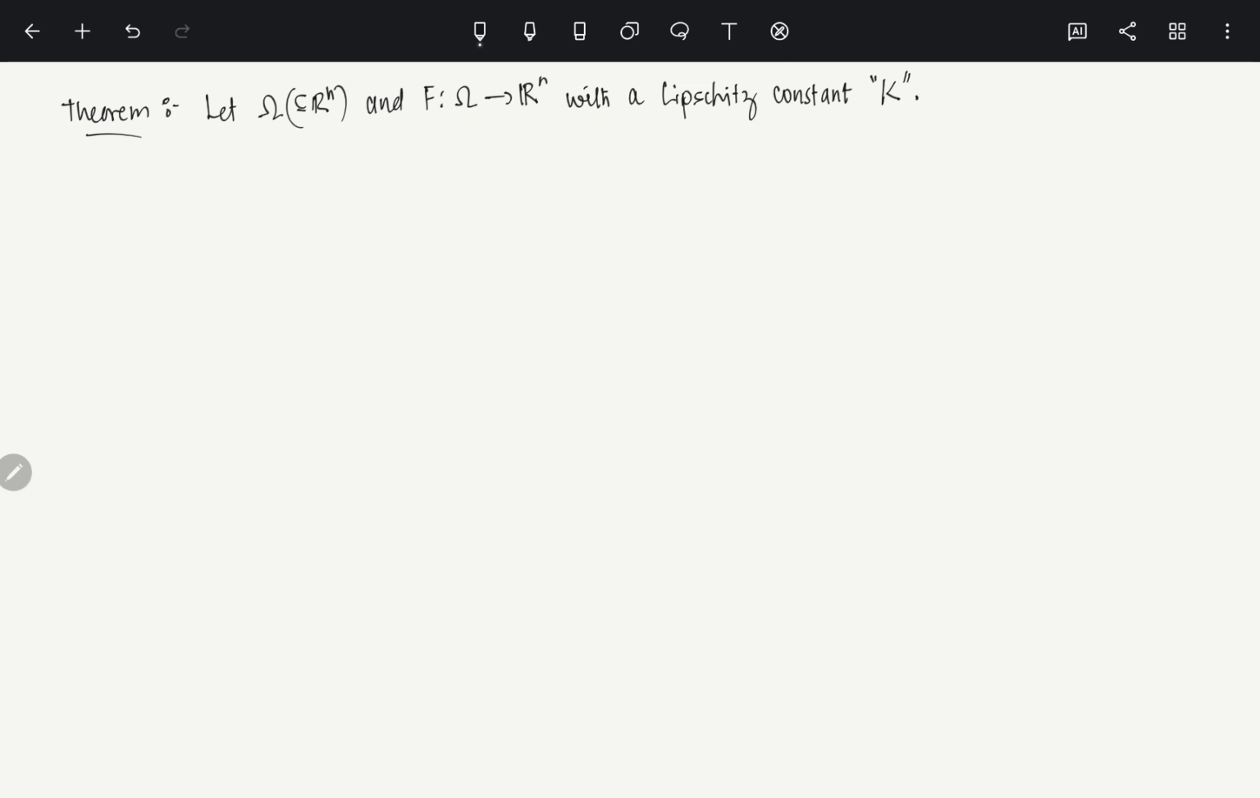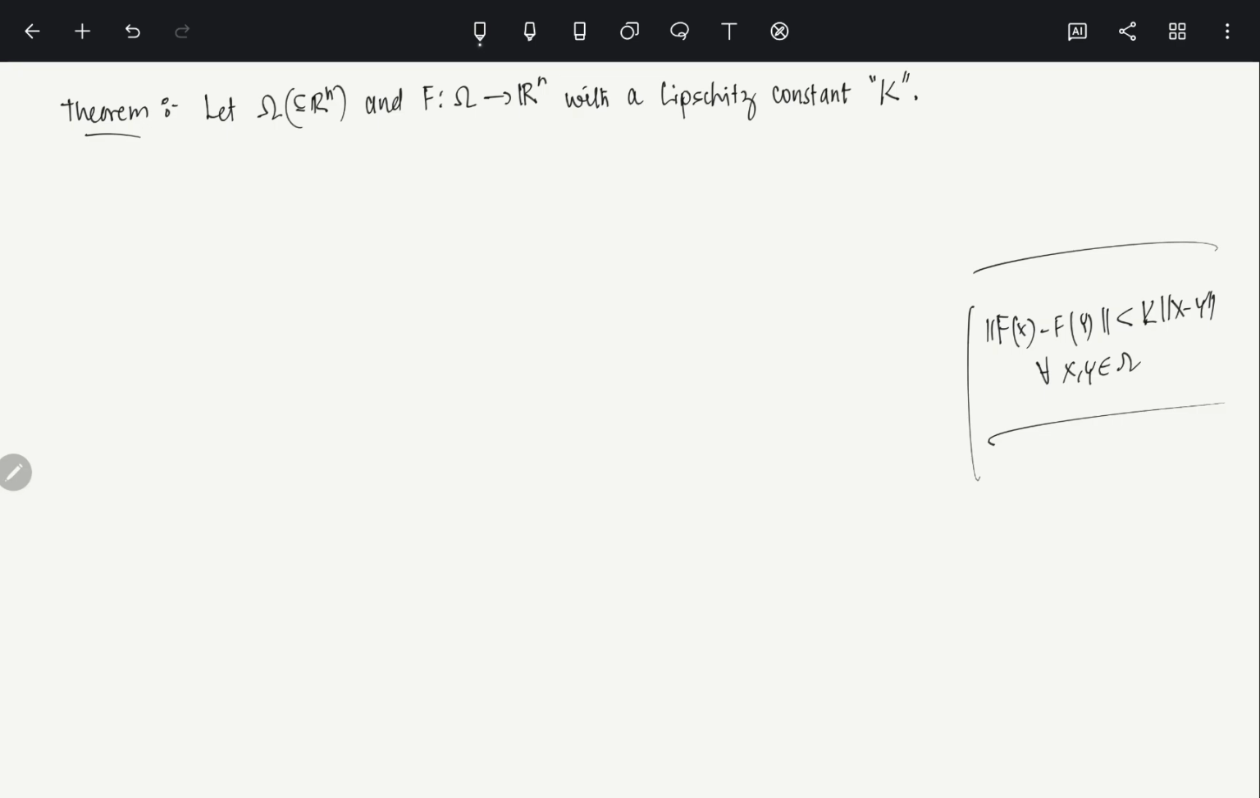You do realize that, right? Lipschitz constant. You remember when it is Lipschitz. So f is from omega to Rn. Basically, it means that the norm of f of x minus f of y has to be bounded by k times the norm of x minus y, for all x, y in omega. That's what Lipschitz means, right? So we are assuming this. Please remember this.